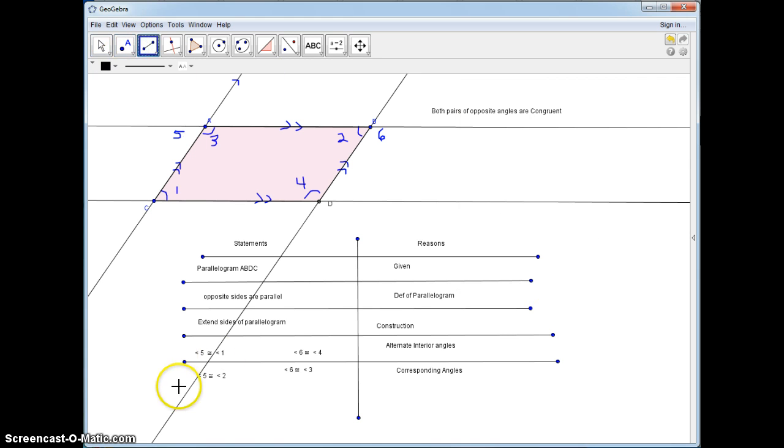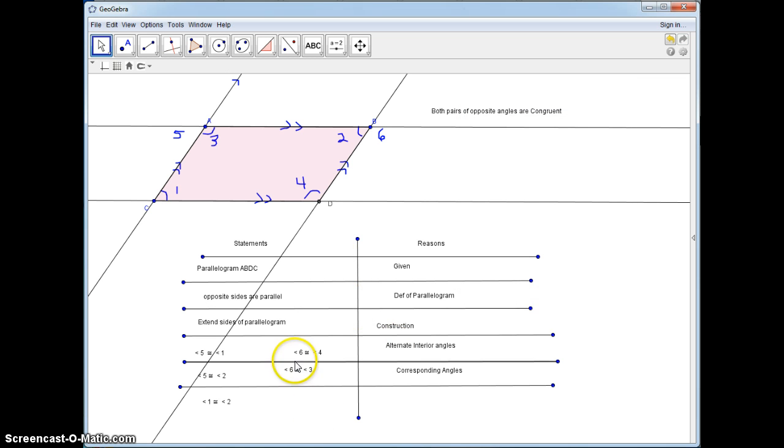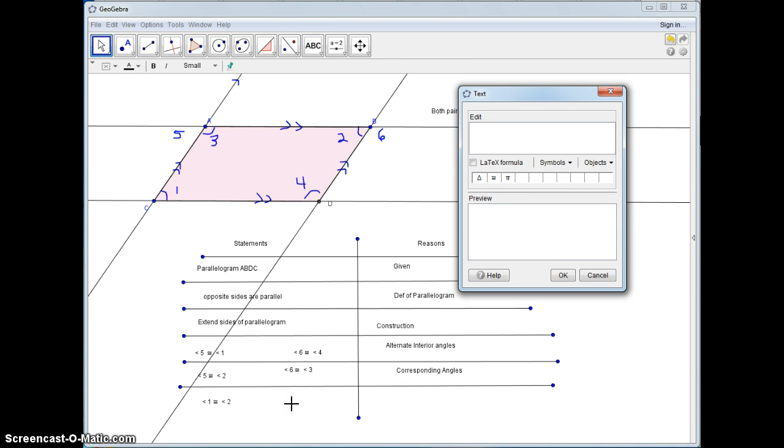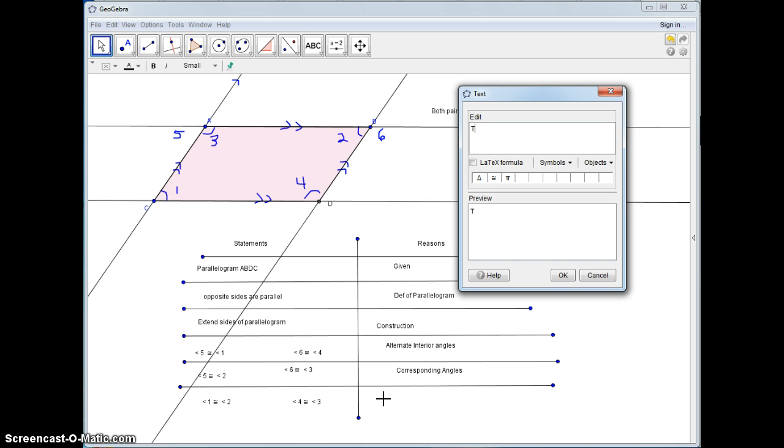Now because angle 5 is congruent to angle 1 and angle 5 is congruent to angle 2, 1 and 2 are congruent to each other by the transitive or substitution property. So let me write that down. Angle 1 is now going to be congruent to angle 2 because they're both equal to 5. And also, since 6 is congruent to 4 and 6 is congruent to 3, these two are equal to each other. So let's write that down. Angle 4 is going to be congruent to angle 3, and the reason for that is the transitive or substitution property.